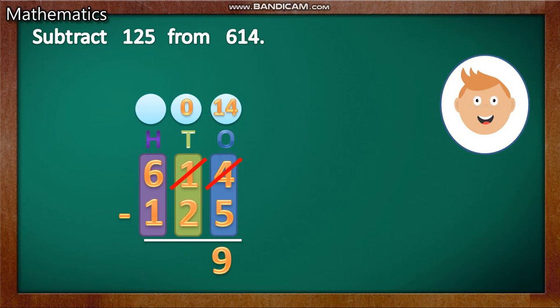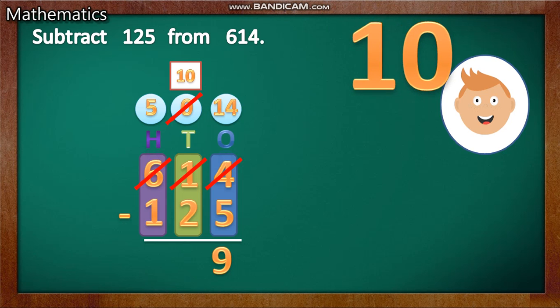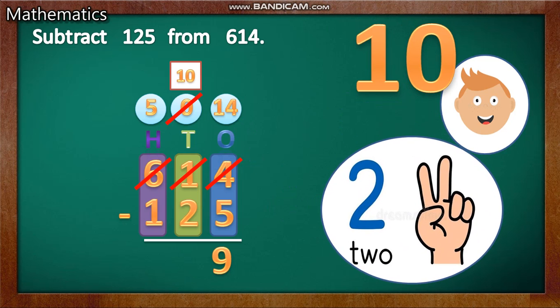In this case 0 is less than 2, so we can't subtract 2 from 0. Then what will we do? We have to borrow 1 from where? From the hundreds place, from 6. So that 6 will change to 5. This 0 will change to 10. Now 10 minus 2. 10 in your mind, 2 in your hand, count back. 9, 8. 8 is the answer.